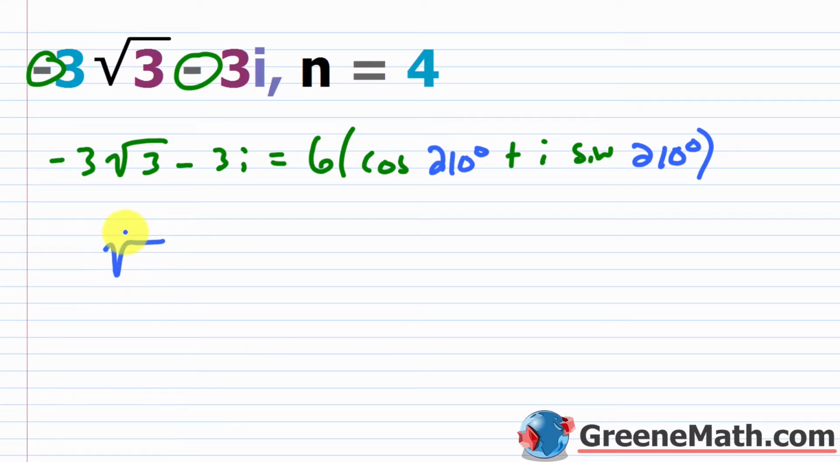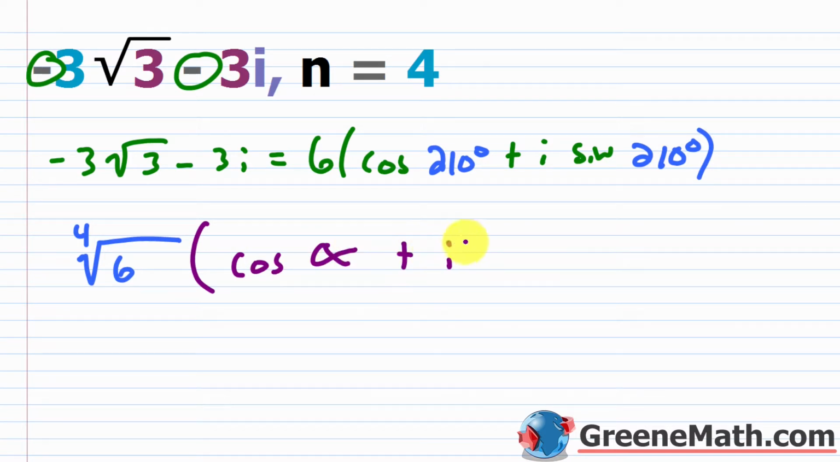You want to do your nth root of r. So in our case, n is 4 and r is 6. So we want the fourth root of 6. And you're going to have 4 of these, but I'm just going to start out with the first one. Inside of here, what are we going to have? We're going to have the cosine of, again, we call this alpha, plus i times the sine of alpha.